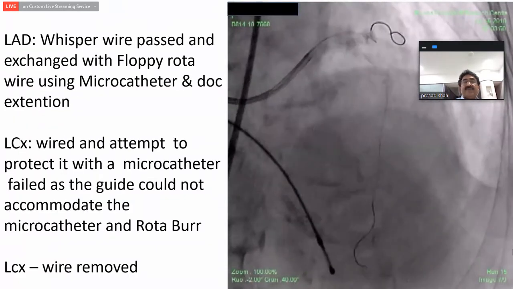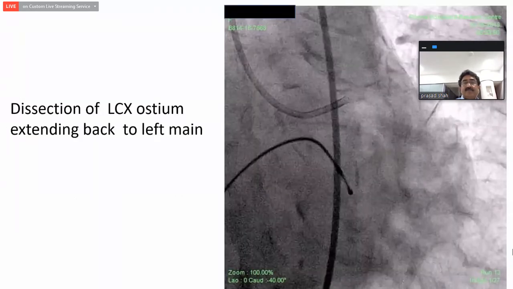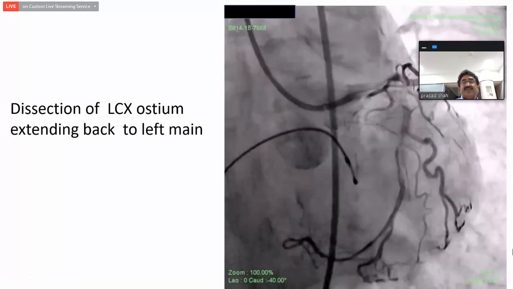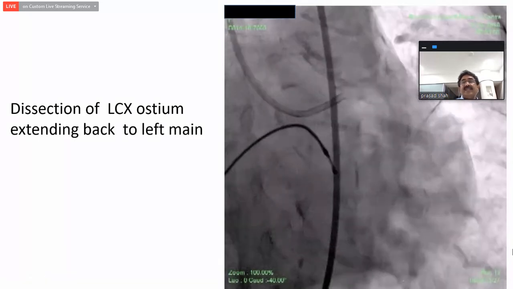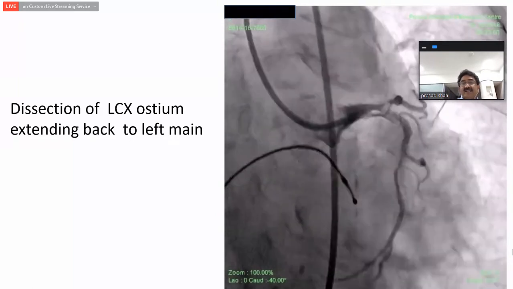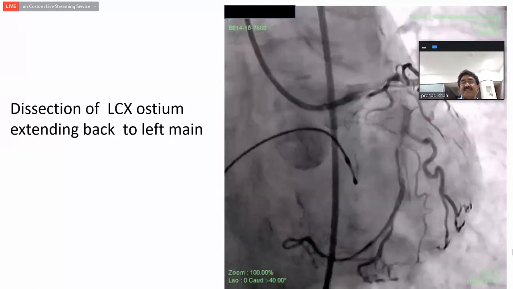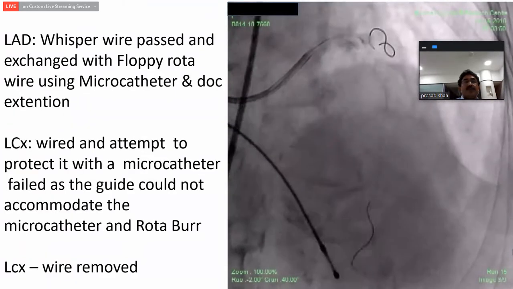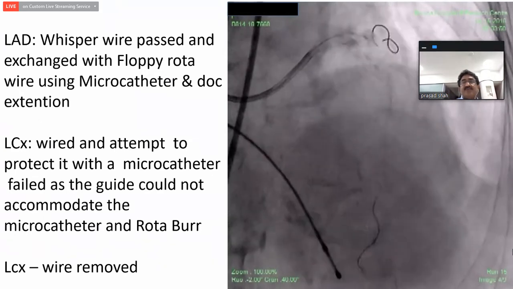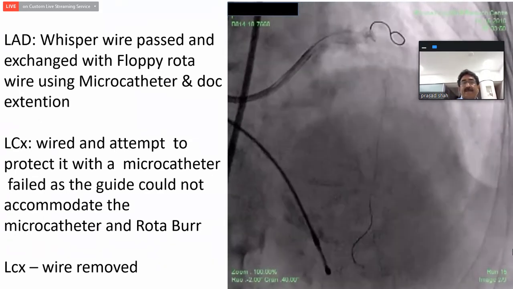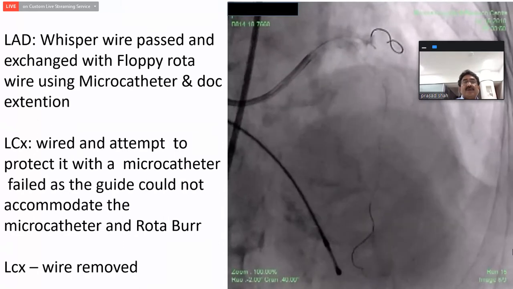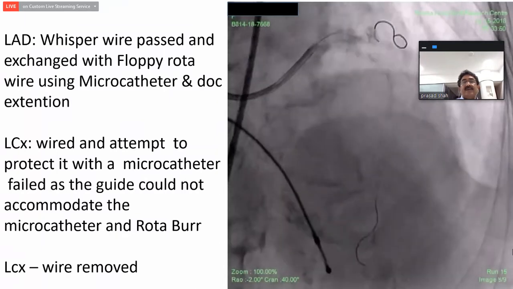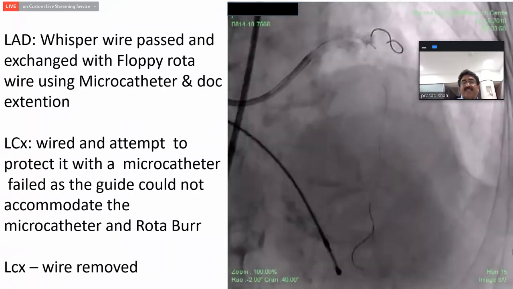After the burr was removed, check angiography showed that there was a dissection of the left main and the circumflex ostium, and the dissection was extending into the left main. So at this point of time we still had to do the rota to the LAD, and so the LCX was wired and crossed with a Runthrough wire, and then we attempted to protect it with a microcatheter initially.